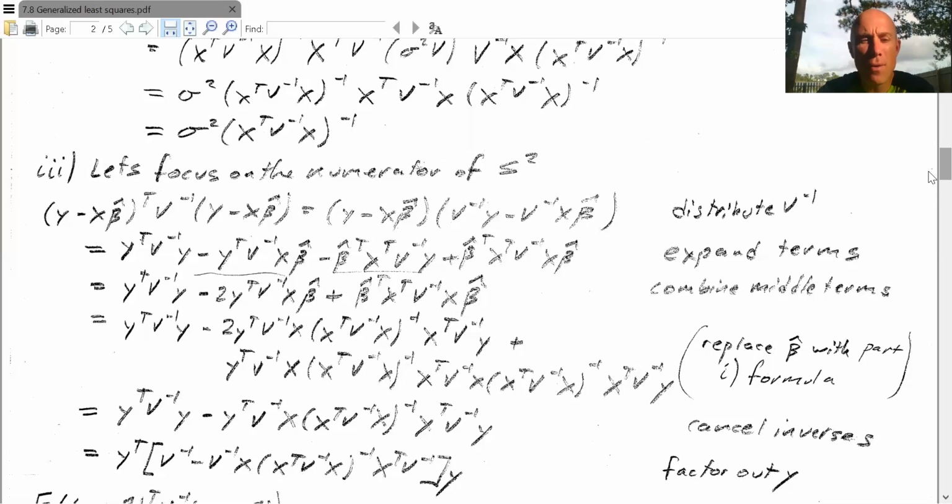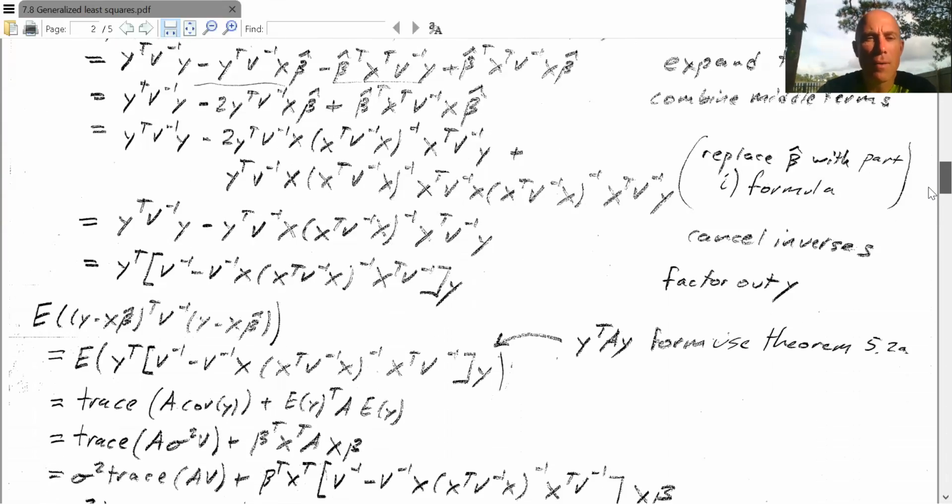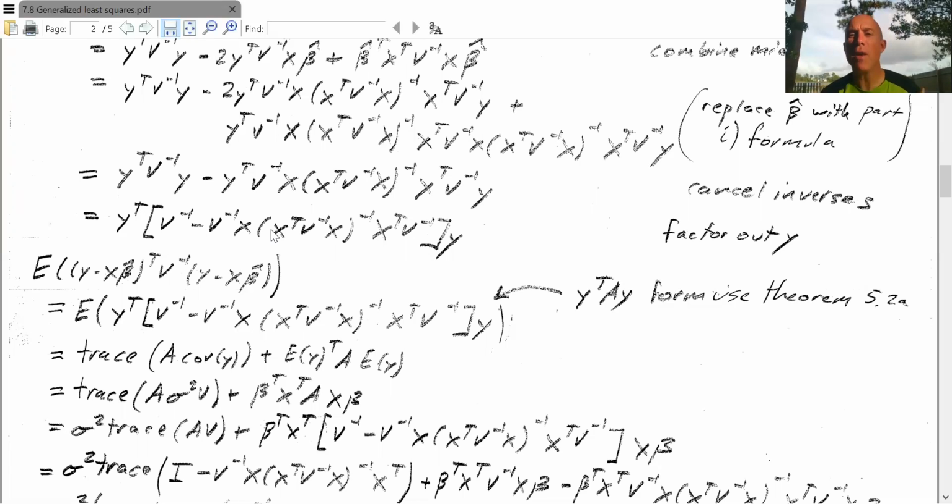All right, so now I've got my matrix formula. This is nice because in this format I have more tools to work with, from chapter 2. So now let's go ahead and take the expected value. Realize that this is a quadratic form, that is to say it's Y transpose A times Y. So I have Y transpose, constant matrix, Y. I can use theorem 5.2a. 5.2a tells us something involving the trace and expected value transpose A expected value.